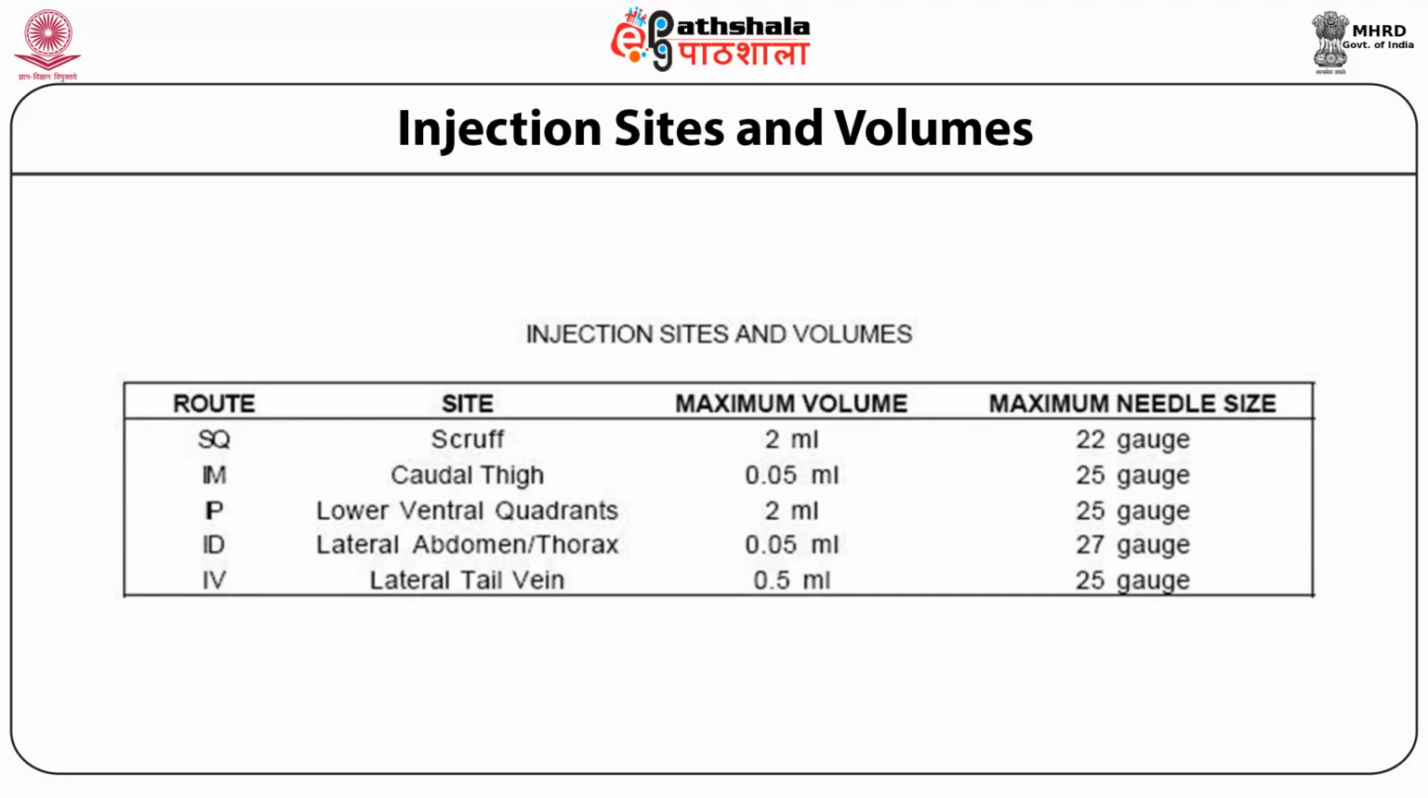So subcutaneous, intraperitoneal, intravenous, and intradermal are usually practiced in mouse models. And these are the types of gauges, the needle sizes usually used. You can see a 25 gauge needle is used for the tail vein and 27 gauge for intradermal, and for the rest, 25 to 22 gauge needles are used.